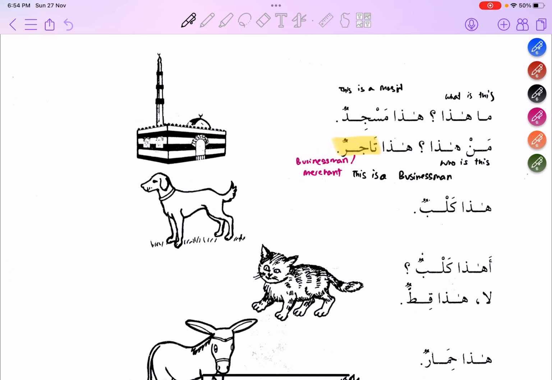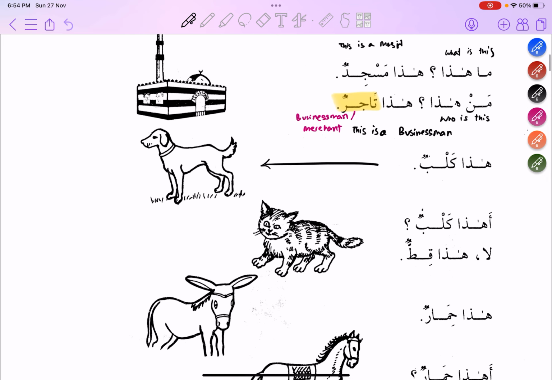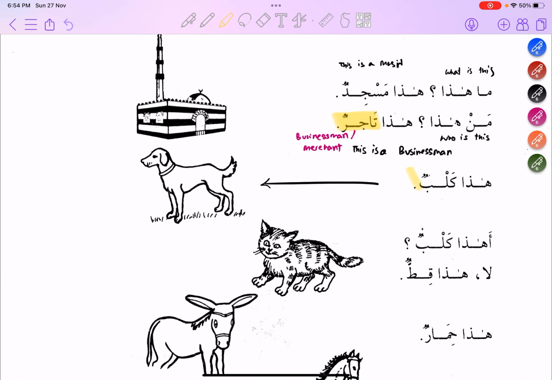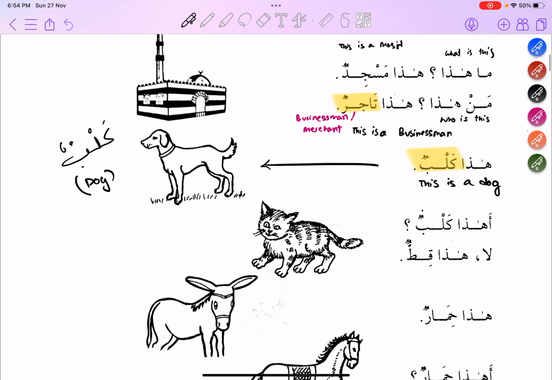هذا كلب. So, we're talking about this here. We're going to be learning some animals over here. So, هذا كلب. Kelb means dog. Kelbun, dog. So, hada, this is kelbun, a dog. Ahada kelbun, is this a dog? La. No.